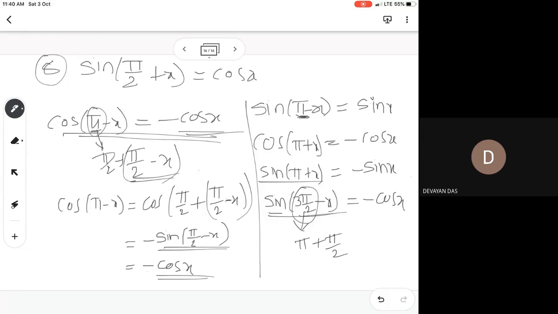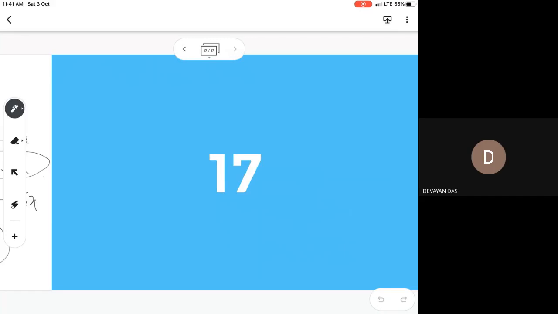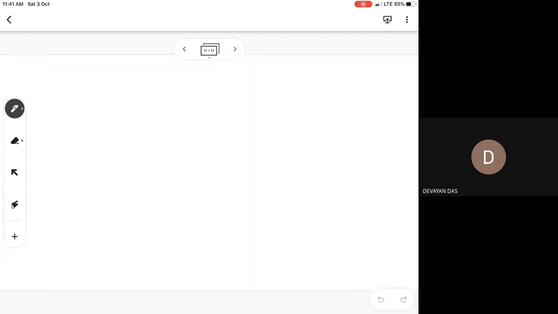When you write pi plus pi by 2, देखो ये पूरा क्या हो जाएगा? sin pi plus x. So ये हो जाएगा. Again, one more time you have to take into consideration. So like this, if you are proceeding, even you can prove the 3 pi by 2, 2 pi, and all the relations you can prove in easiest way. It's not very difficult to prove.